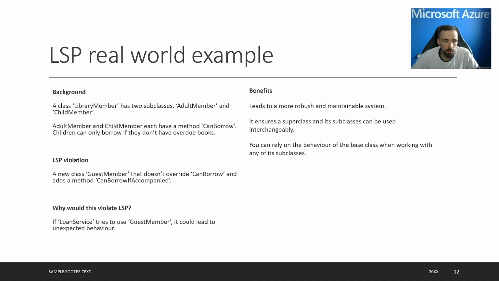We would violate LSP by adding a new class, GuestMember, that doesn't override canBorrow and adds a new method, canBorrowIfAccompanied. And the reason for this is that if another class, LoanService, tries to use GuestMember when it's coded to use AdultMember, ChildMember, or LibraryMember, then it may lead to unexpected behaviour.